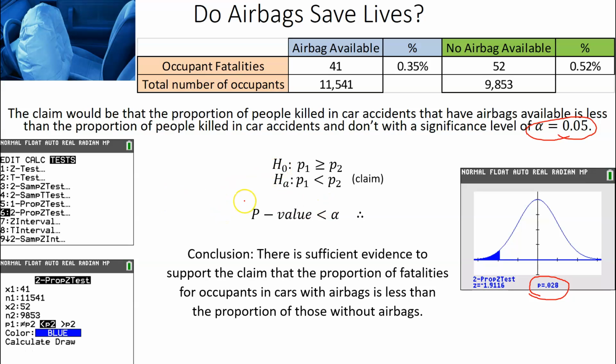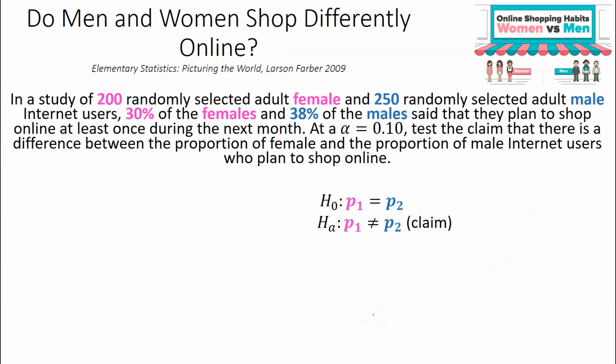Now, if you did these the traditional way, then of course you would go back and compare your critical value to your test statistic, and you'd make the same decision. Of course, you'd have the same conclusion that way, but I'm using the p-value method.